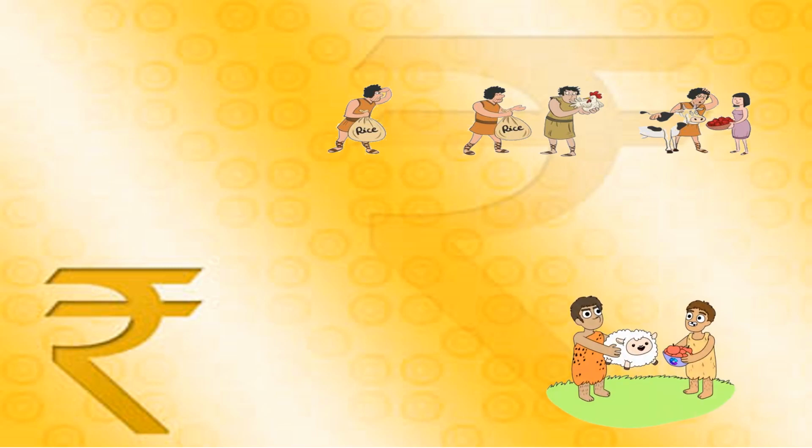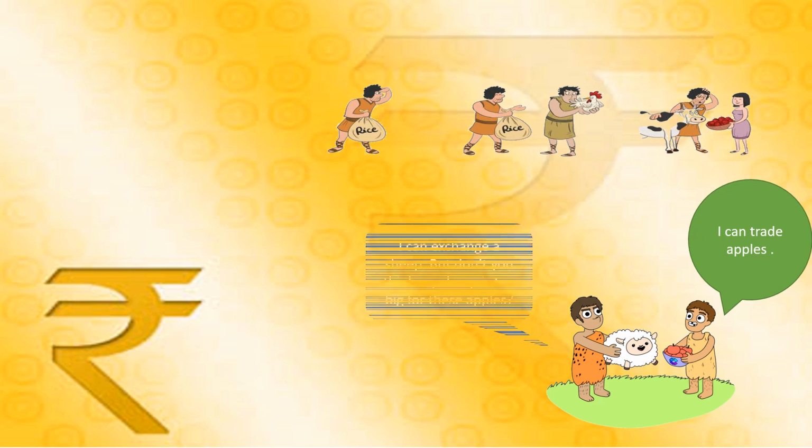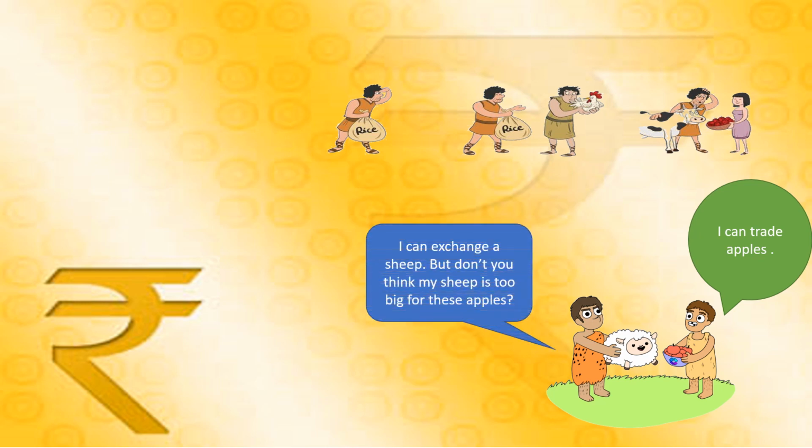Take a look at these pictures. You will realize that the person is ready to share a commodity whereas the other one is reluctant. Here, the person says, I can trade apples. The other person responds, I can exchange a sheep. But don't you think my sheep is too big for these apples?